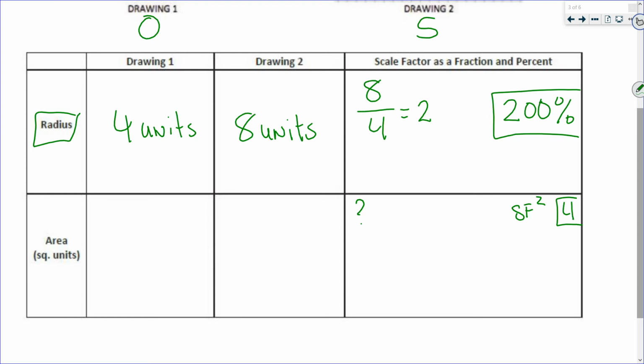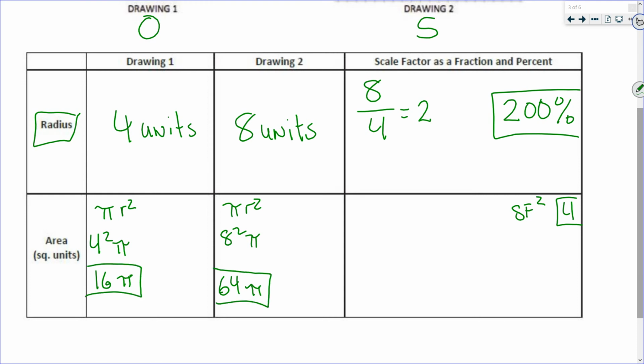Let's find the areas. So the area of the smaller circle, remember, is just pi times r squared, which would be 4 squared times pi, which would be 16 pi. Now, I'm not going to multiply by pi, and I'll show you why. Okay, so 8 units. So this is pi r squared again, or 8 squared times pi. Well, 8 squared is 8 times 8, which is 64, so 64 pi. So those are my units. 16 pi, 64 pi. That's my area.